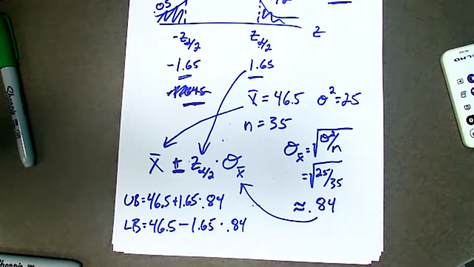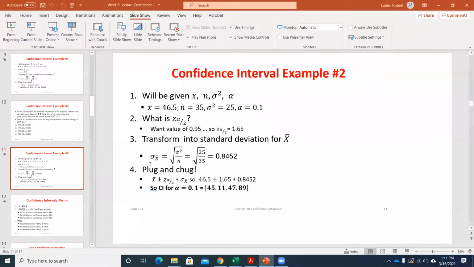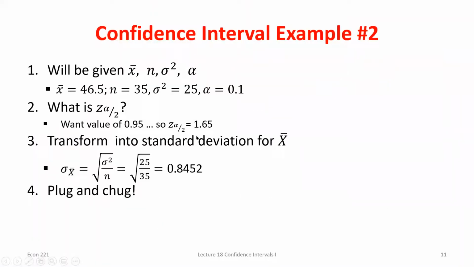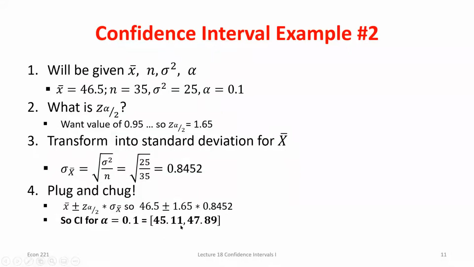Okay, so if we actually do this math, these are the steps that we just outlined. So that's out to 4 decimals. When we plug everything in, we get a lower bound of 45.11 and an upper bound of 47.89. Okay? So let me draw something before we switch over here so I have the numbers. 45.11, what was it, 47.89.